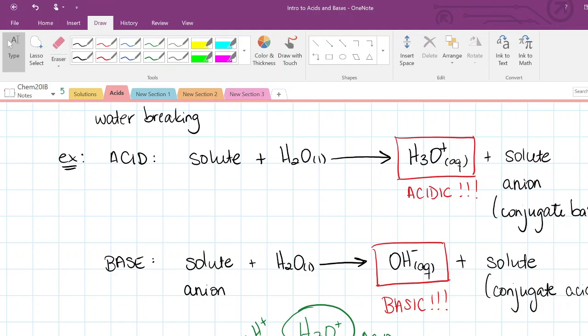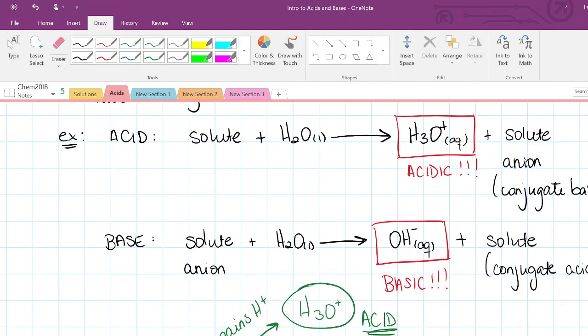So remember, in original Arrhenius, we didn't actually have a reaction with water. The water was just something that sat on top of our arrow, indicating that we were dissolving our solute in water. Now there's an actual reaction. You're taking your solute, it's reacting with the water. It's going to produce hydronium instead of hydrogen ion. And it's going to produce a solute anion, which we also call a conjugate base.